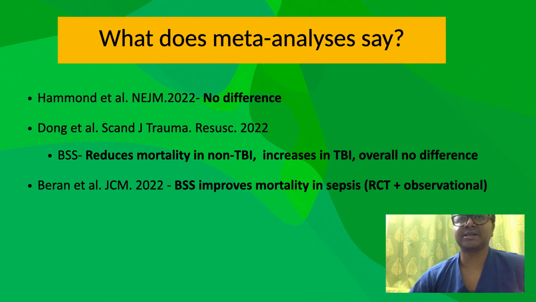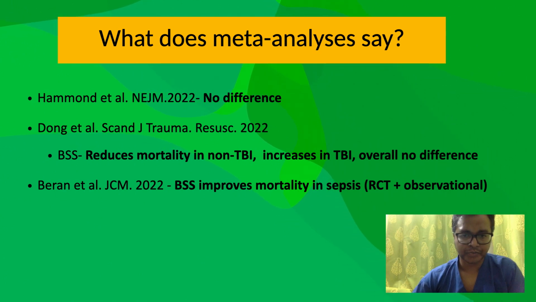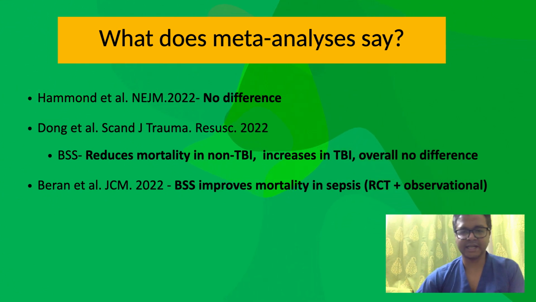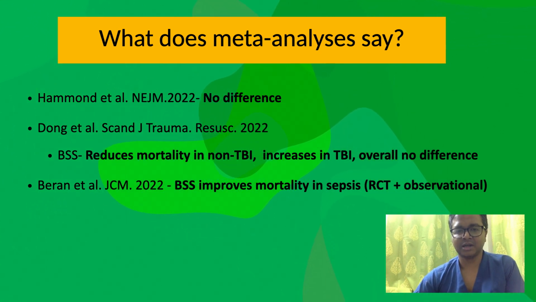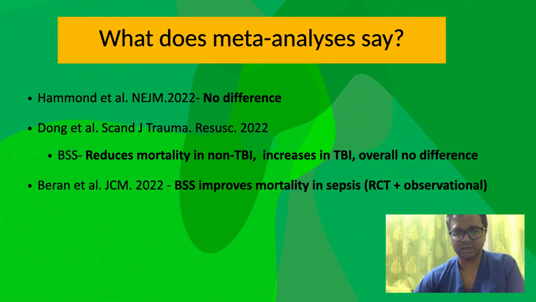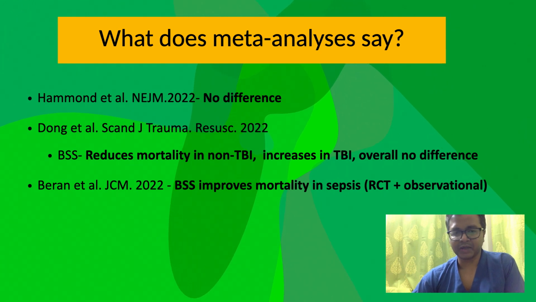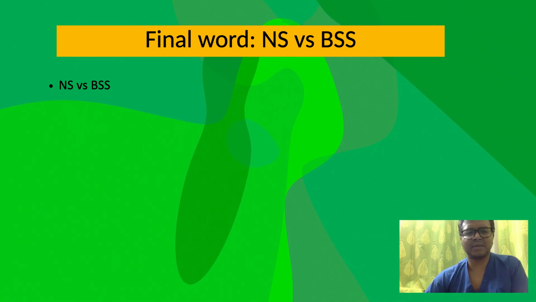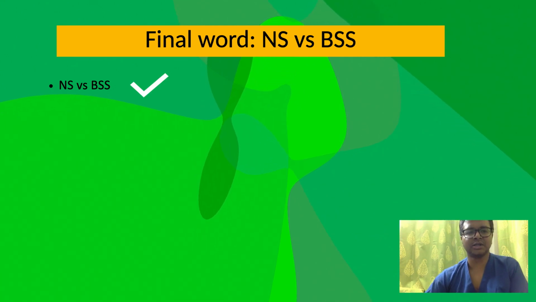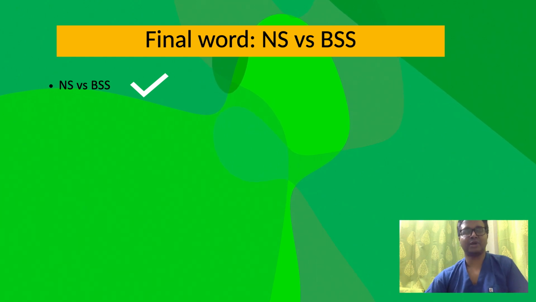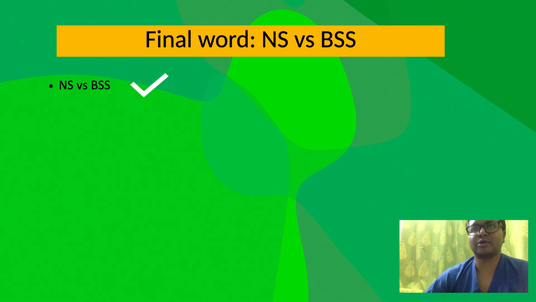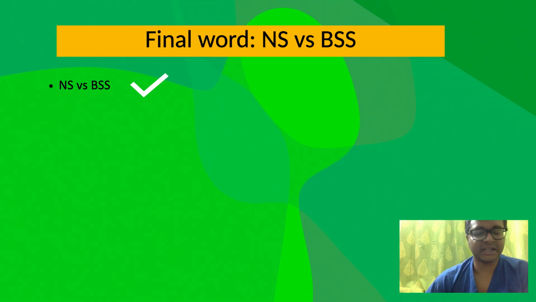But this last meta-analysis also has to be taken with a pinch of salt, because they included both randomized controlled trials and observational studies, and this finding was only seen when both RCT and observational trials were included. If only the randomized controlled trials are included in the meta-analysis, there was no difference. Looking at all the evidence, finally, the balance is somewhat skewed towards the balanced salt solutions if we talk about resuscitation fluids. And for now, we choose balanced salt solutions over normal saline from our physiological understanding of fluid therapy.